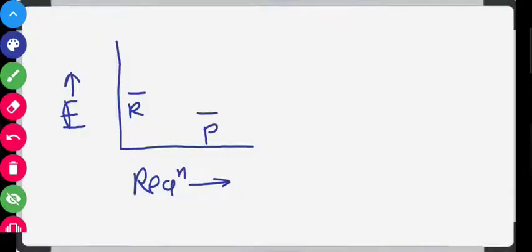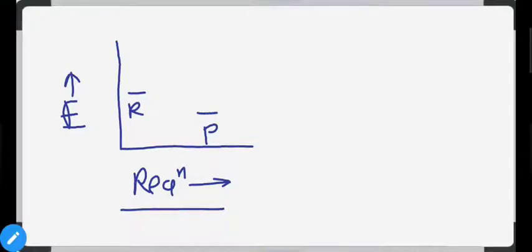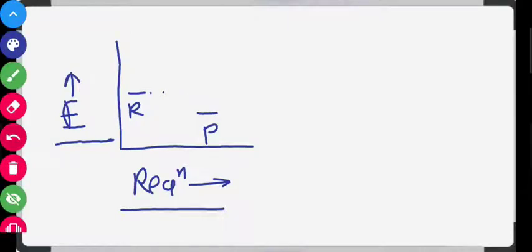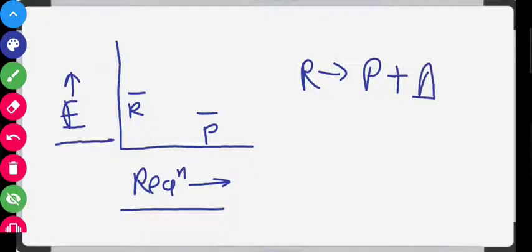Now this is a graphical representation of our reaction. On the x-axis we have reaction direction, which is going in the forward direction. On the y-axis we have energy. So as you can see, in this case the energy of reactant is comparatively higher than the energy of product. So it represents that in this case the reaction will be exothermic. That means when reactant converts into product, it will lose some energy.